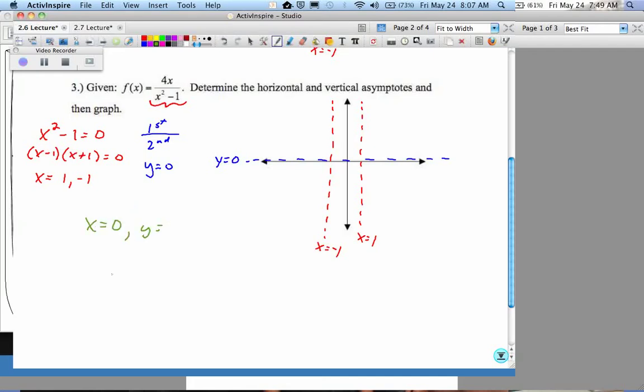What happens when you plug in x is 0? I guess I've been doing that in orange. What happens when you plug in x is 0? 0 on top divided by negative 1, which is 0. So I have, again, x and y intercept at 0, 0. So somebody that has graphed it, anybody graphed it yet?